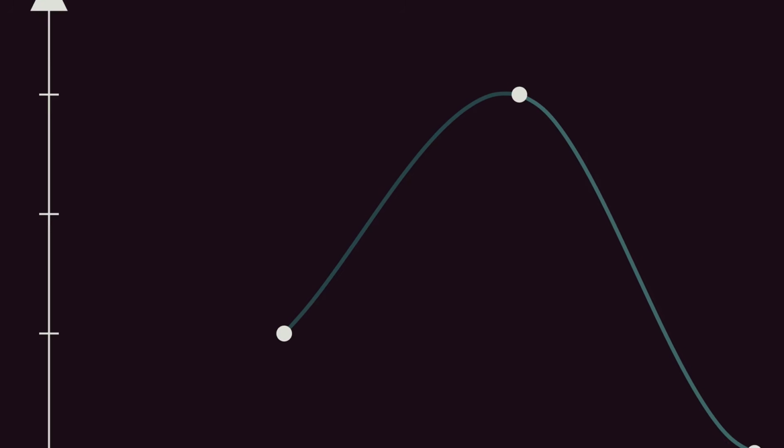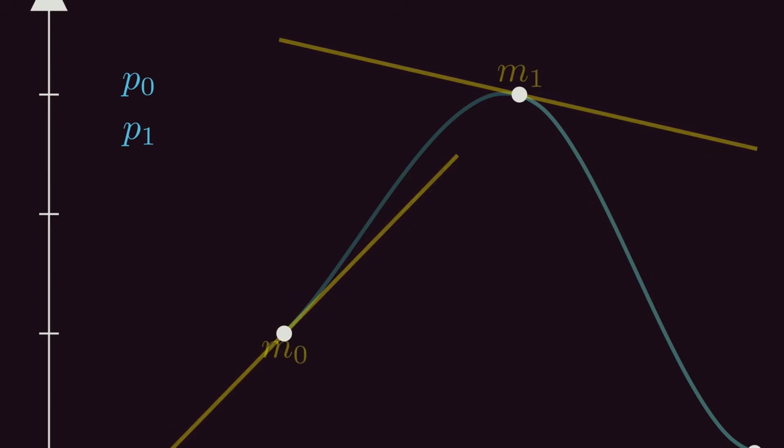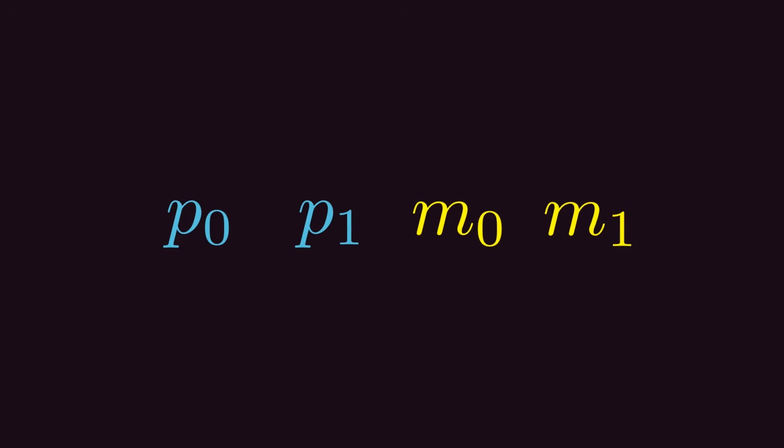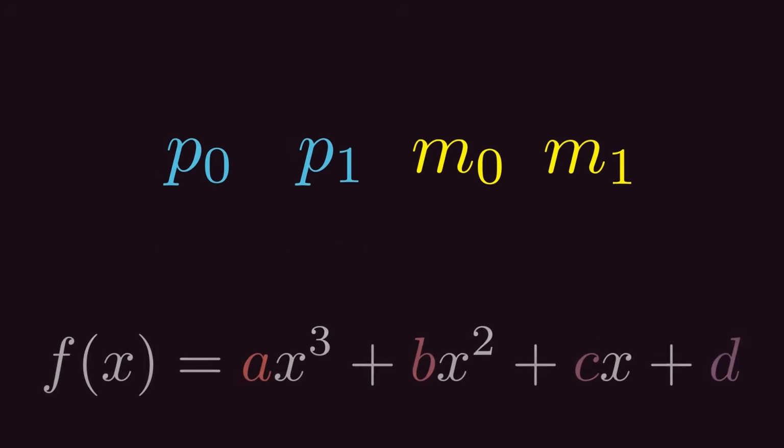Each spline is specified by 4 factors. The first 2 are the points you interpolate between, which we'll call P0 and P1. The other 2 are the slopes of the curve at the endpoints, which we'll call M0 and M1. Since there are 4 parameters, we assume the spline takes the form of a cubic polynomial.